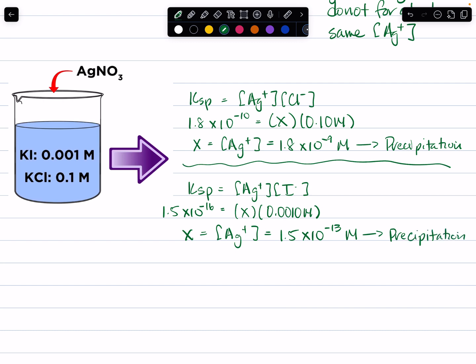You can see that clearly, even though we have way less iodide present, we still need less silver to start that precipitation. Now, if we knock that amount down to, I don't know, 1 times 10 to the negative 9th iodide, then we might be able to see the chloride precipitate first. But you really would have to manipulate those amounts.